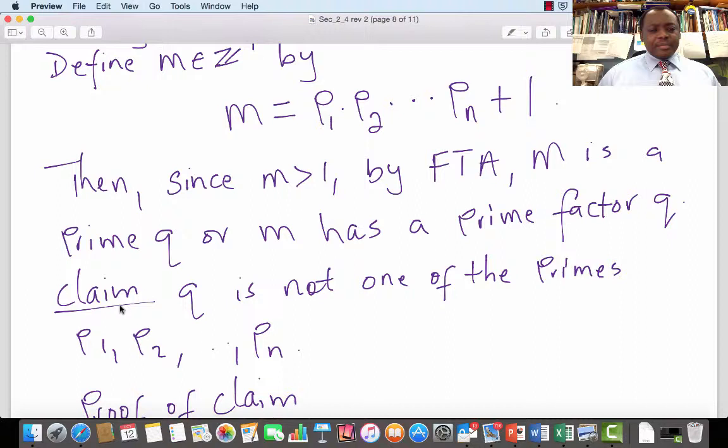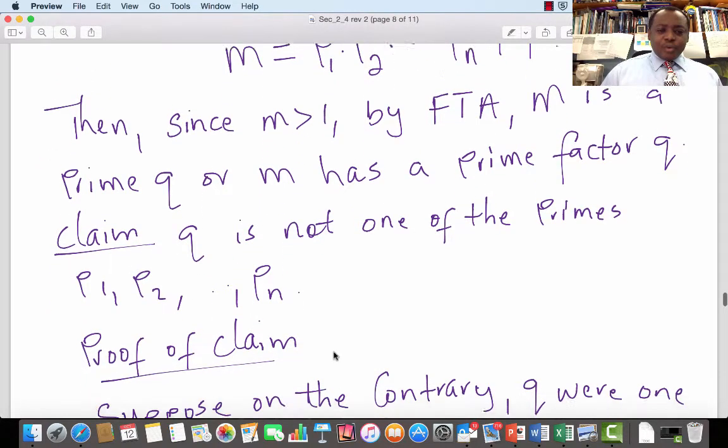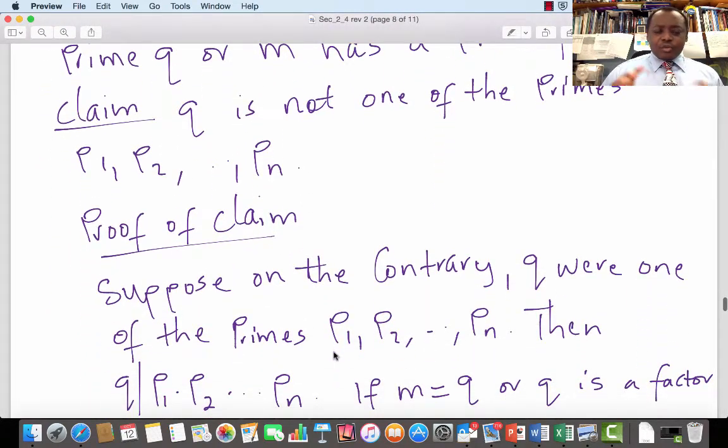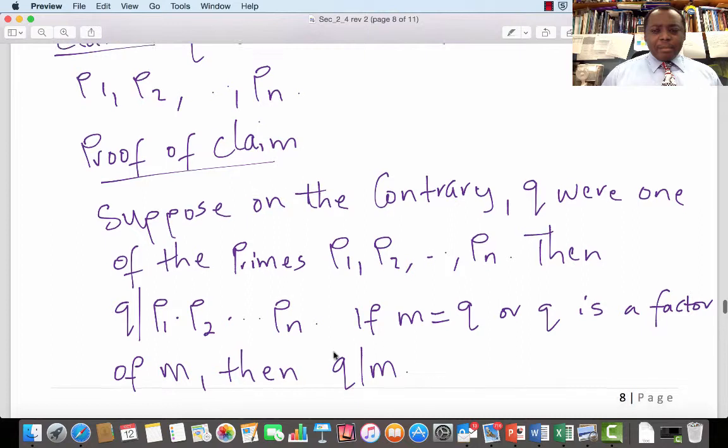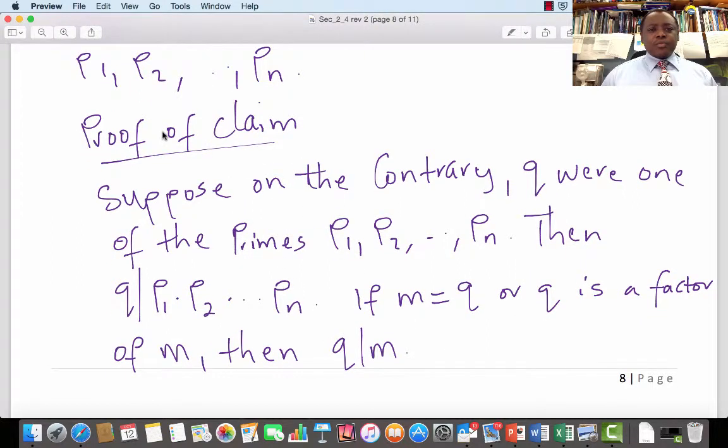Claim, q is not one of the primes P1 right up to Pn. So we're going to go ahead and have a little proof embedded in our major proof, and we call that the proof of our claim. Suppose, on the contrary, q were one of the primes P1 right up to Pn, then that means q divides the product of those primes because it is one of them.